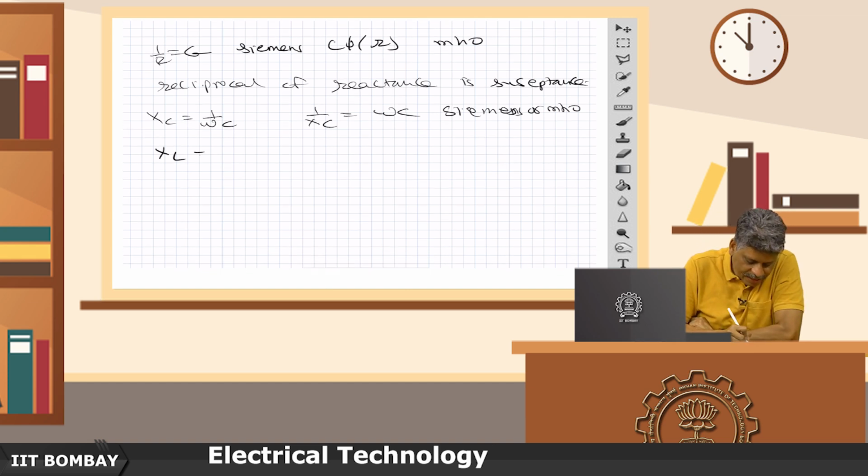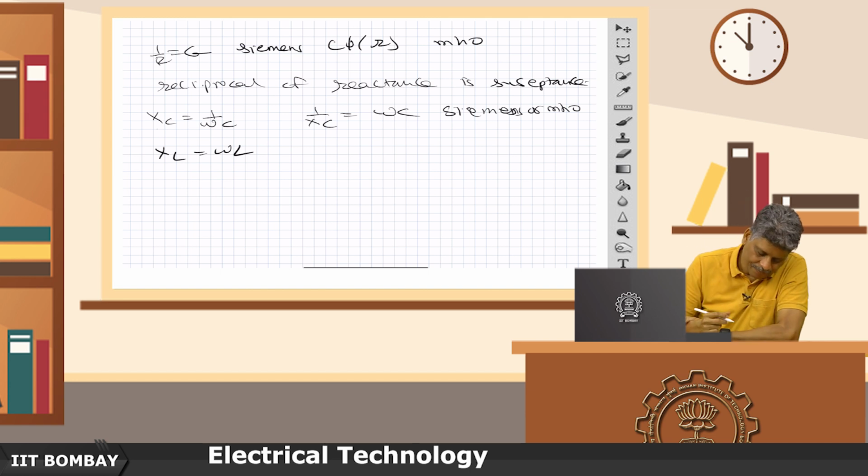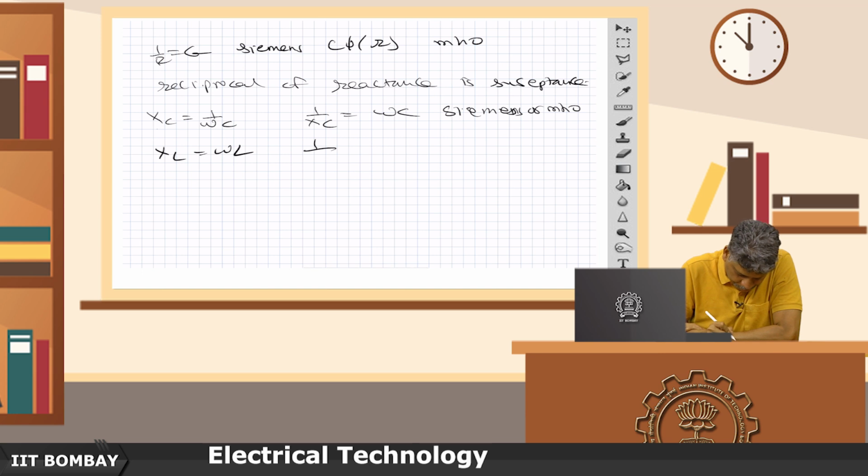Similarly, XL we had seen was omega times L, the inductive reactance. This is the capacitive reactance. Reactances are usually shown by X, resistances by R, impedances by Z. And so 1 by omega L is going to be 1 by XL, which is the reciprocal.